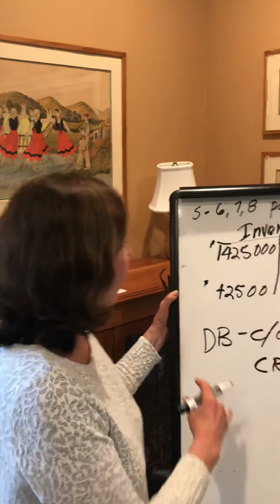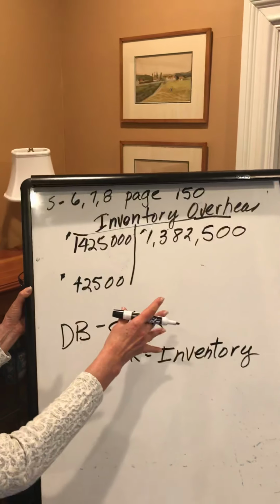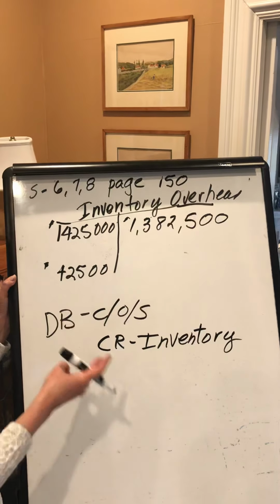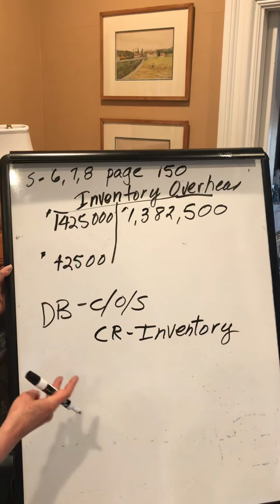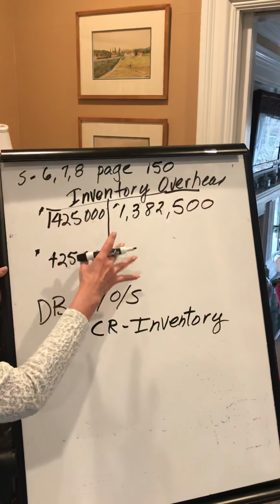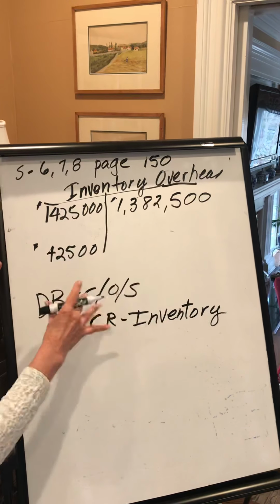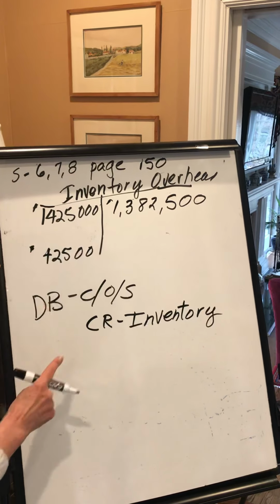So this is just a good example of why it's so important to accurately budget for the year, and how with job order costing with a manufacturing company, we need to settle up this account at year end.